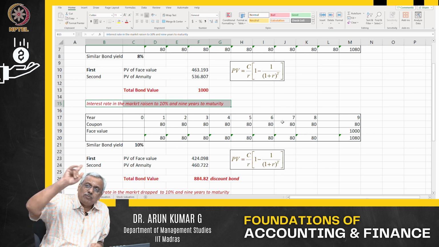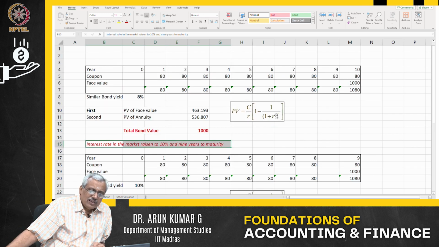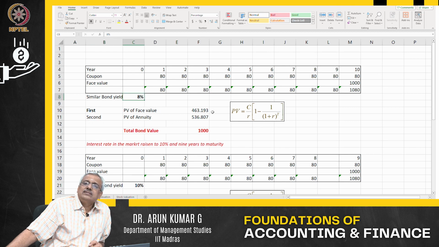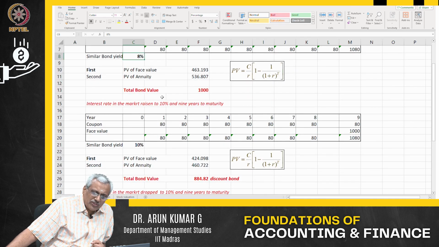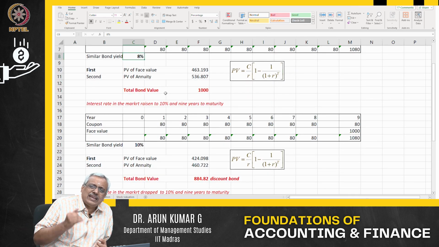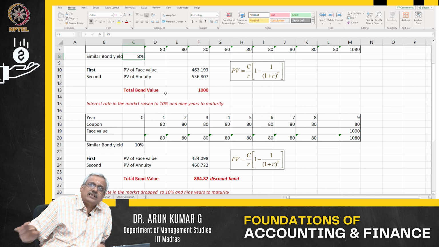Now the fellow who bought the bond last year, which has a coupon rate of 8%, when the market also had an expected return of 8%, is now wanting to sell the bond after the end of 1 year. He needs money. But the bond has a life of 9 years.